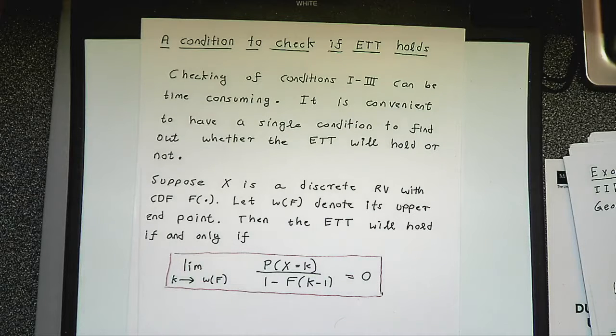So in other words, if the limit is 0, then one of the three conditions, type 1, type 2, or type 3, must be satisfied. And if the limit is not 0, then none of the three conditions will be satisfied. Okay. All right, guys.